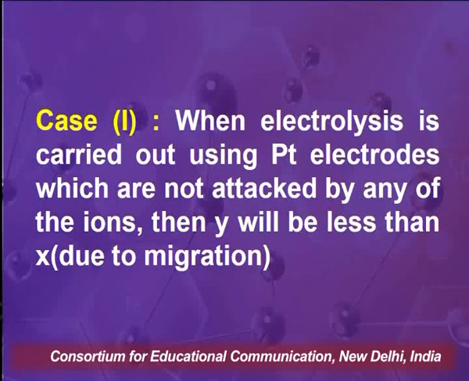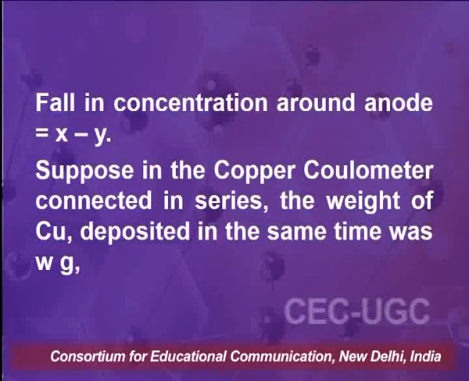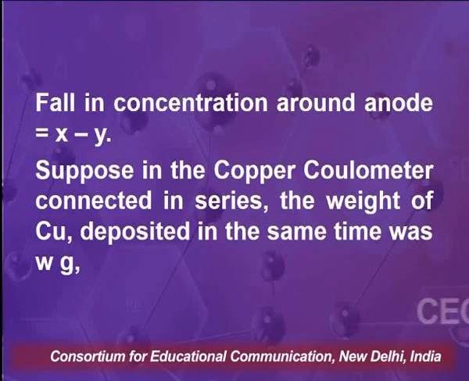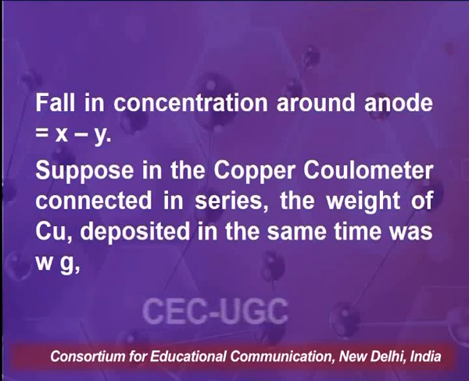Now we can have two cases. Case 1, when electrolysis is carried out using platinum electrodes which are not attacked by any of the ions, then Y will be less than X due to migration. Fall in the concentration around anode will be equal to X minus Y.